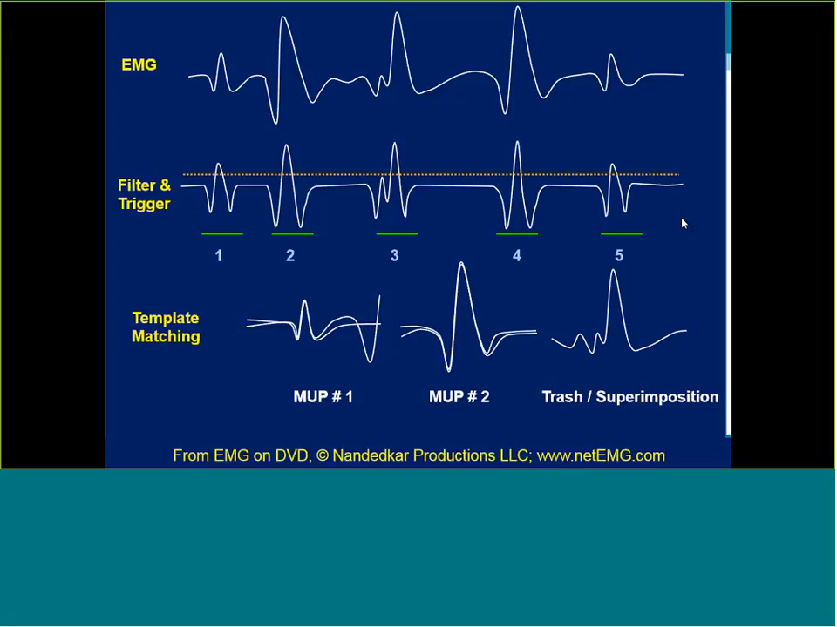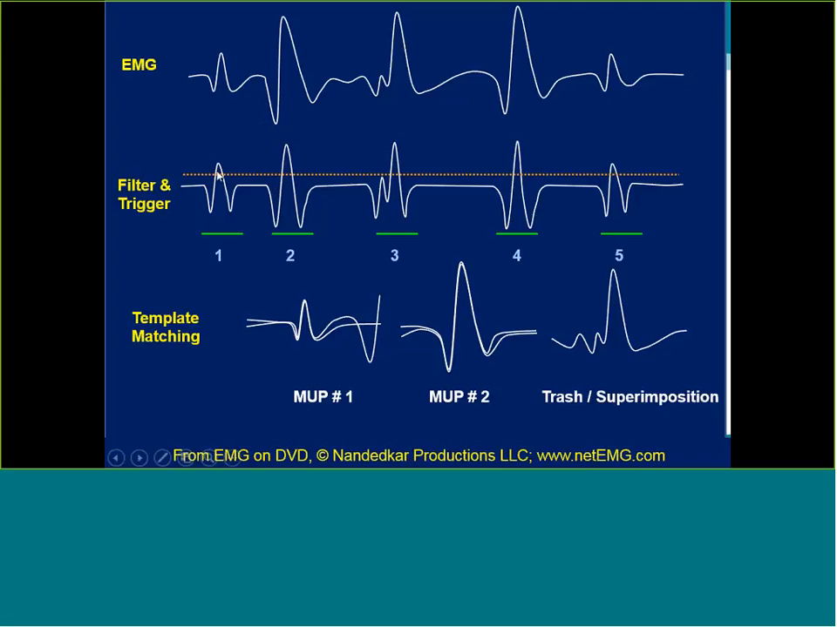Now, this is what happens. On top, you can see the EMG signal, and the first step in multi-MUAP analysis is to filter it. Use a high-pass filter. So we increase the low frequency setting. That stabilizes the baseline and allows us to look at the sharp component of motor unit potential.